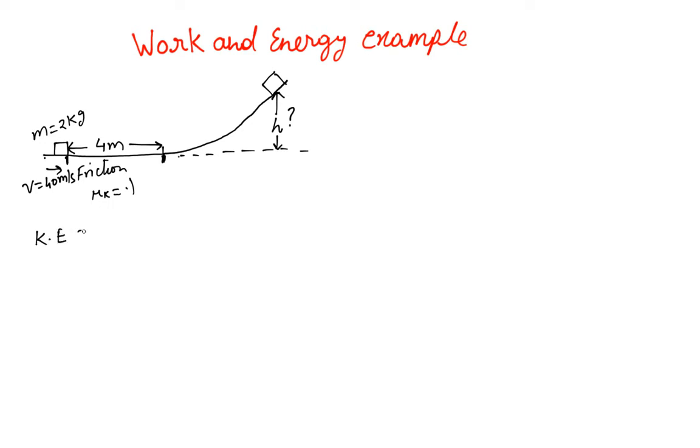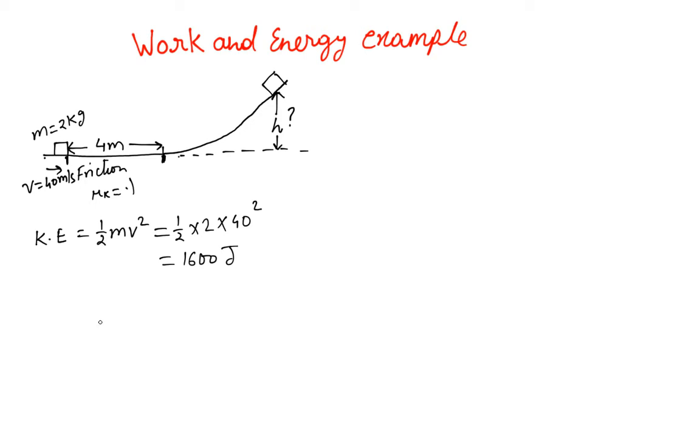The initial kinetic energy we all know is half mv squared, which is half multiplied by 2 multiplied by 40 squared, and that gives us 1600 joules. And how much energy does it lose to friction? First of all, how much work does friction do on the object?